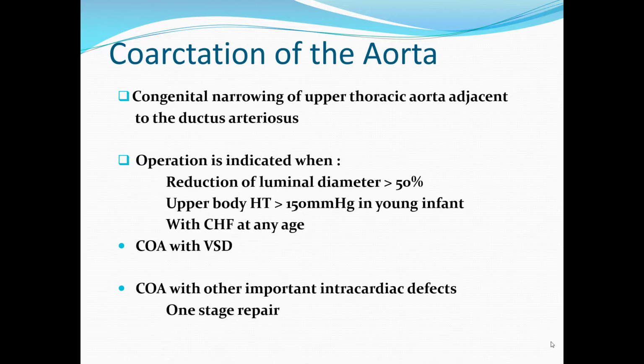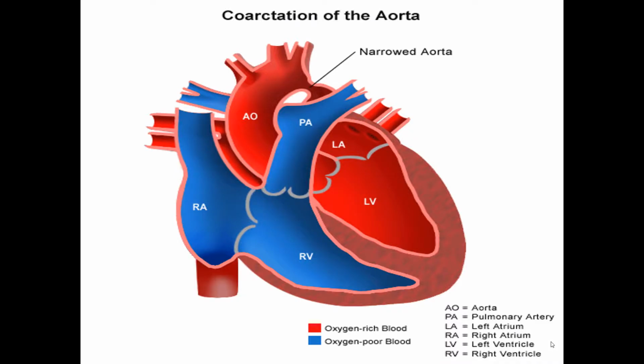Coarctation with VSD. Why coarctation with VSD? Because coarctation causes an increase in afterload of the left ventricle and some obstruction. So this will increase the shunt through the VSD, and those VSDs, even if they are small, have a greater chance of leading to pulmonary vascular disease and pulmonary hypertension. This is the narrow aorta.